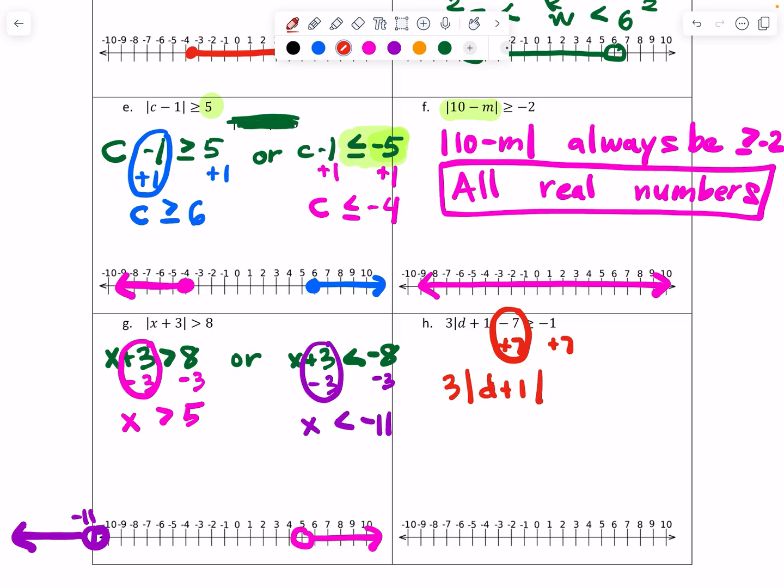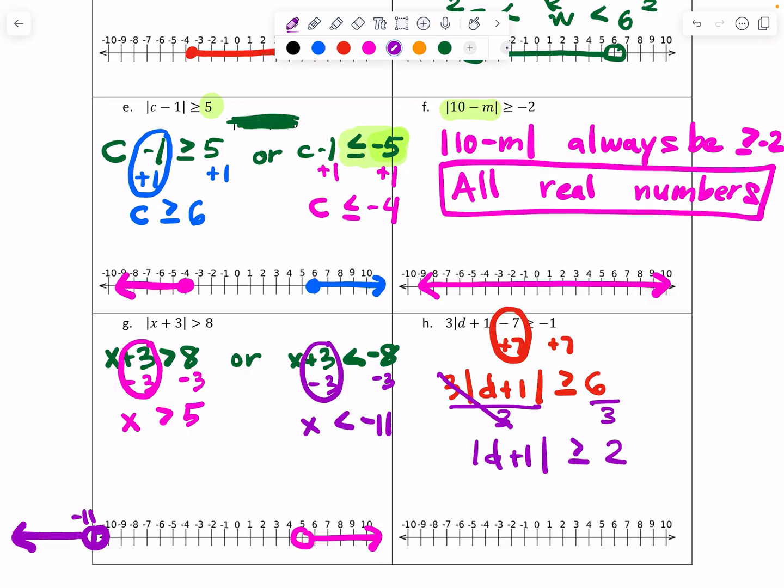Negative 1 plus 7 is 6. Copy down my absolute value. Now to get rid of that 3, if I divide by 3, that'll reduce down to just 1 times the absolute value of d plus 1. So 6 divided by 3 is 2. I divided by a positive number, so keep your inequality the same. Now it's set up just like normal. So the absolute value of d plus 1, we want to find when it's greater than 2.